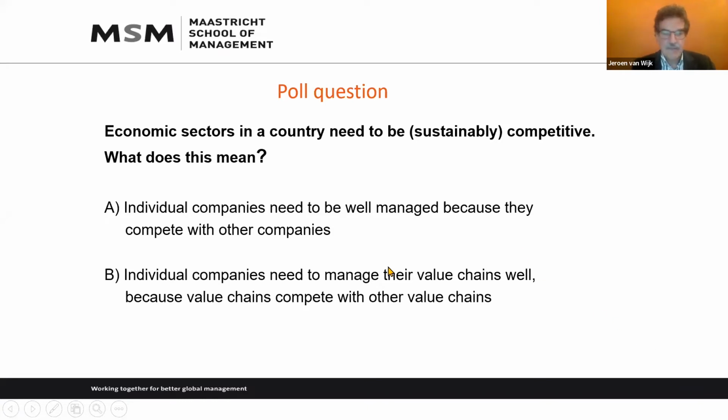So yes, obviously, companies need to be well managed, and they have companies that they compete with, but they compete really in value chains. This is something that I will emphasize from the beginning in this course. If you manage your value chain well, so that means your marketing channels, your supply chain, and your own organization well, that gives you the unique selling point, the benefit over other companies that have more difficulties with the organization of their value chain.